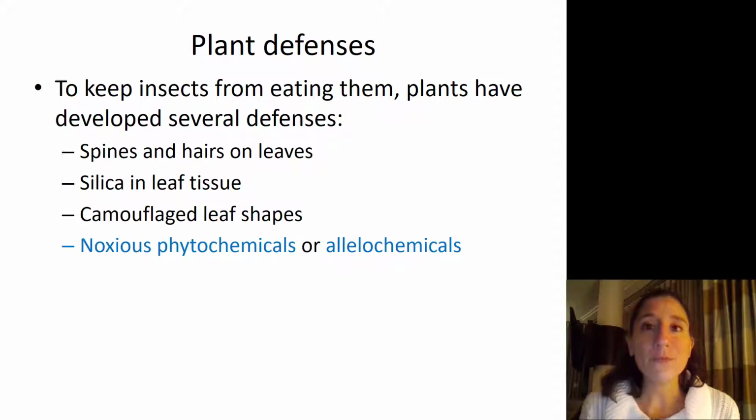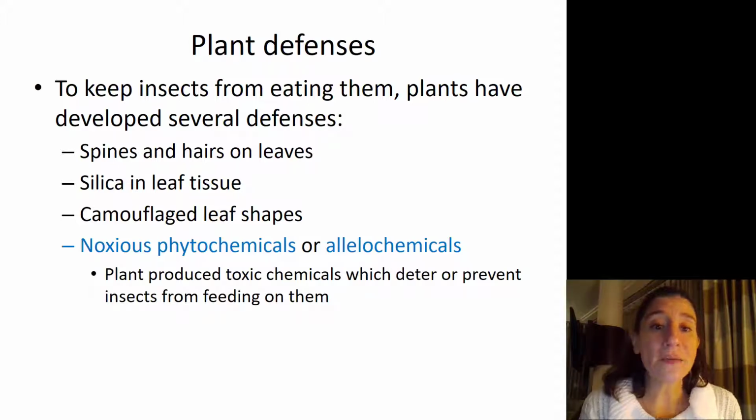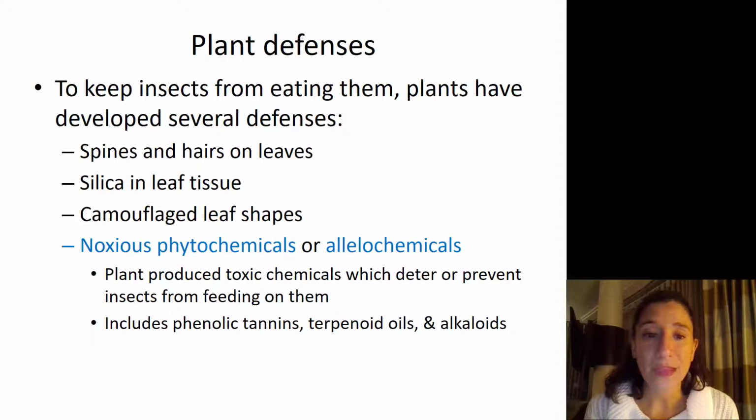leaves. But most commonly, and what we're going to spend most of our time talking about for the next few minutes, is noxious phytochemicals, also known as allelochemicals. And these are plant-produced toxic chemicals which deter or prevent insects from feeding on them. And these can include things like phenolic tannins.